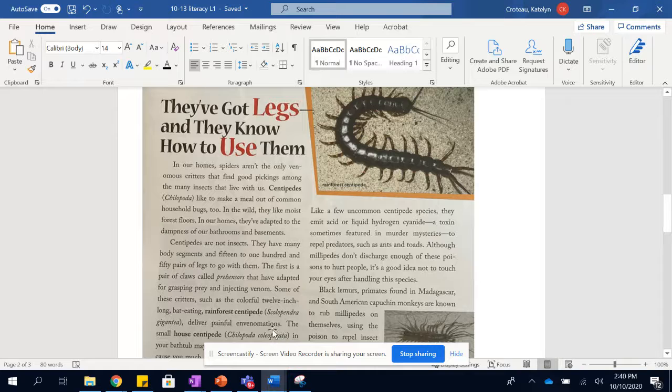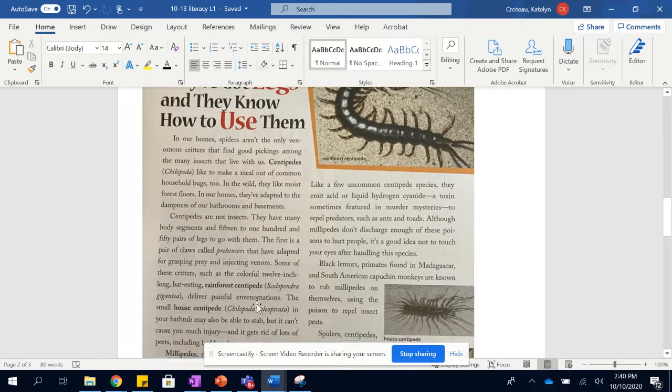deliver painful envenomations. This is a picture of the rainforest centipede they're referring to.